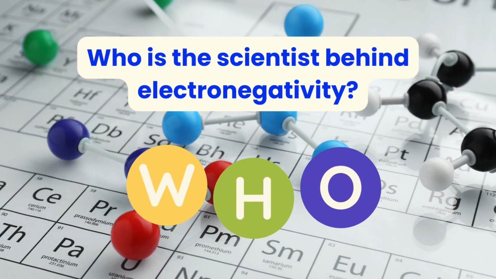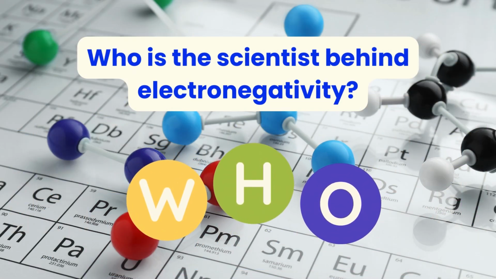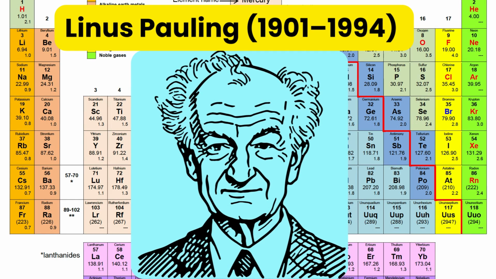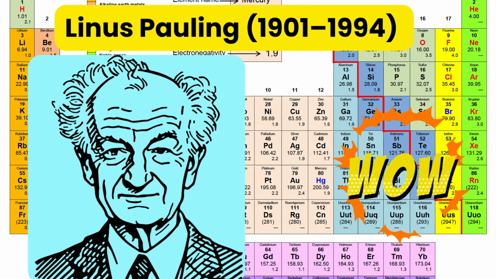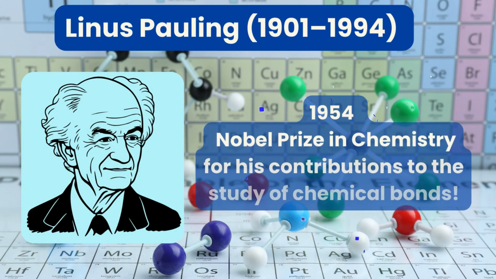The scientist behind electronegativity. Linus Pauling, 1901 to 1994, was an American scientist who determined the phenomenon of electronegativity. He is the only one who has ever received 2 individual Nobel Prizes. In 1954, he received a Nobel Prize in Chemistry for his contributions to the study of chemical bonds.